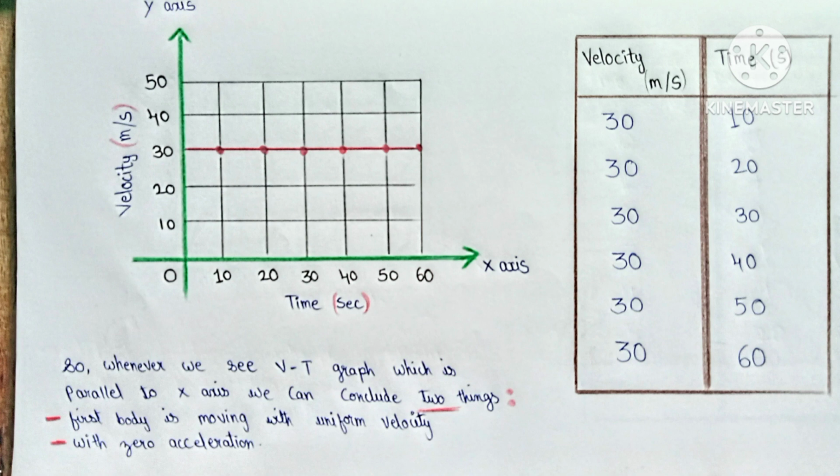What about the acceleration? We all know that acceleration is defined as the rate of change of velocity. But here the velocity is not changing. There is no change in velocity, so there is no acceleration at all. The acceleration here will be 0. So whenever we see a velocity time graph which is parallel to x-axis, we can conclude two things. First, the body is moving with uniform velocity. Second, it is moving with zero acceleration.